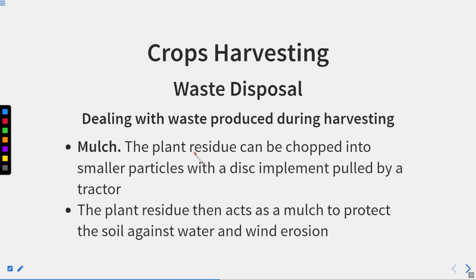Mulch. The plant residue can be chopped into smaller particles with a disc implement pulled by a tractor. Right? So the plant residue then acts as a mulch to protect the soil against water and wind erosion. So mulching means the residues, the plant debris which are present there, can be chopped and placed over the soil so that it can protect the water which is present in the soil, as well as protect the soil from wind erosion. So these things can be followed.